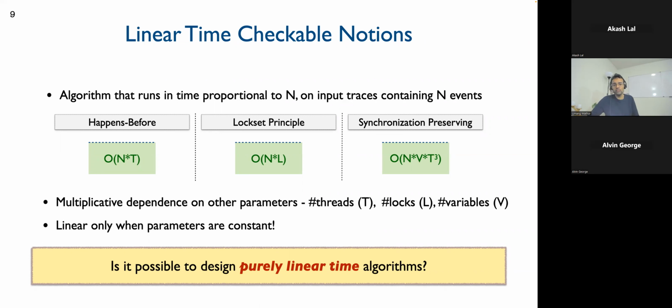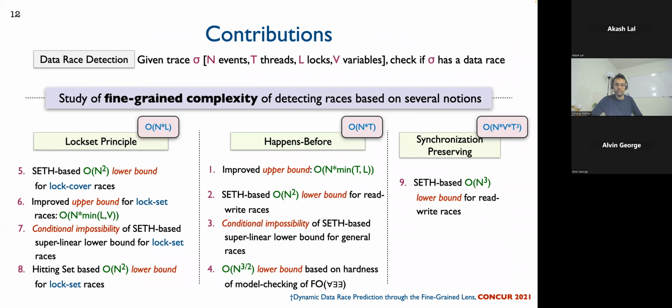Here we wanted to look at what is called the fine-grained complexity of these notions. This is still an area under development, even in complexity theory. Using some popular complexity theoretic conjectures like the exponential time hypothesis, we could establish that most of these notions are actually not linear time if you consider these parameters as not constant. So you can establish quadratic time lower bounds in a lot of these cases.